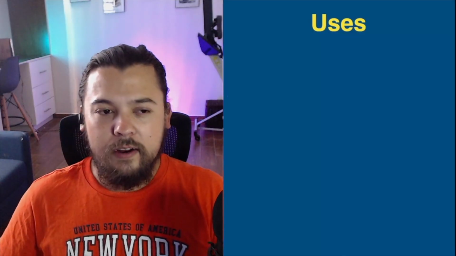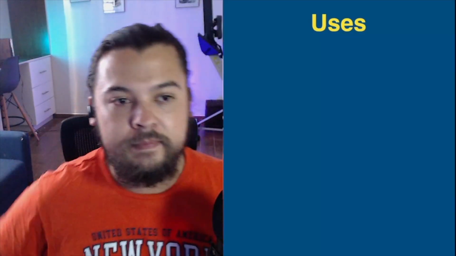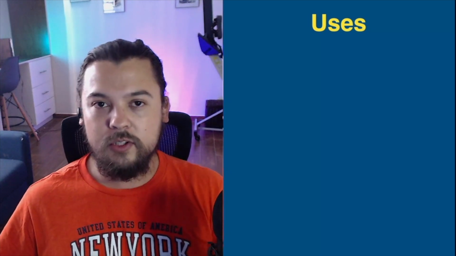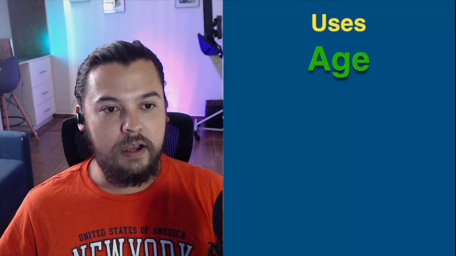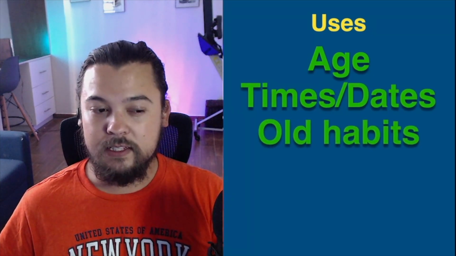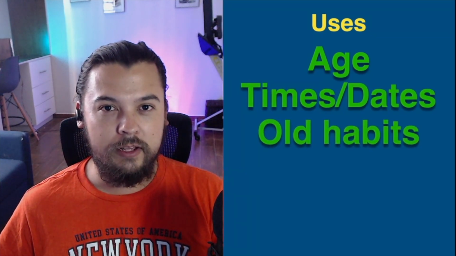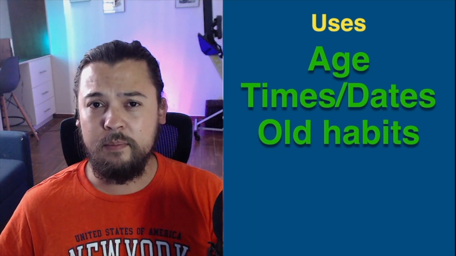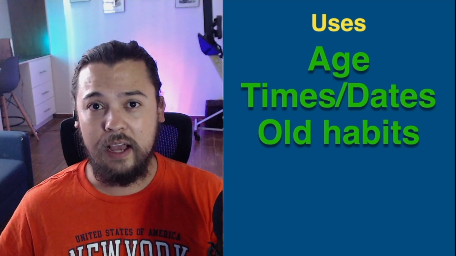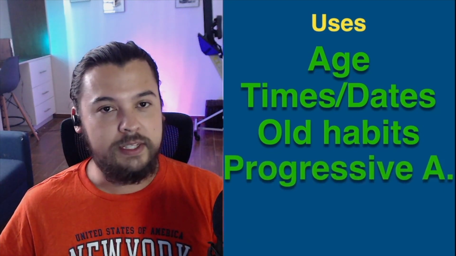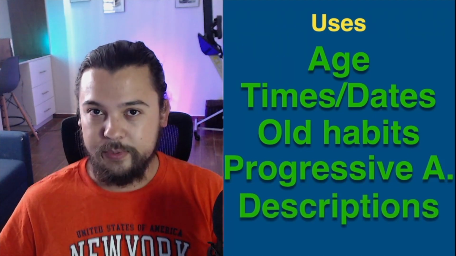The uses. What are the uses now with the imperfect tense? Well, when it comes to uses, you have actually five. The first one being age, then times and dates, old habits. This one I particularly call old habits because in many books they call it habits in the past or past actions. I prefer to call them old habits. Then progressive actions, and finally descriptions.